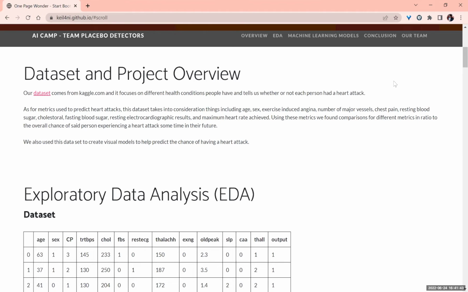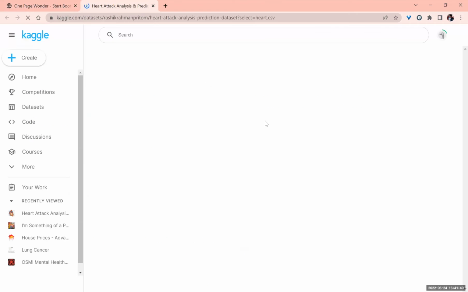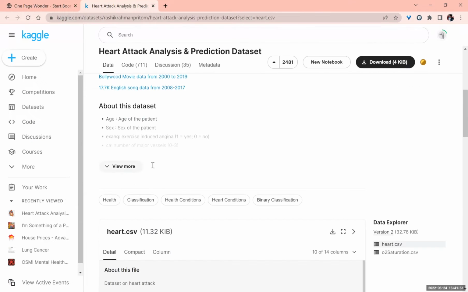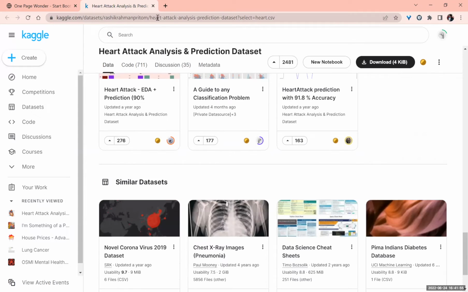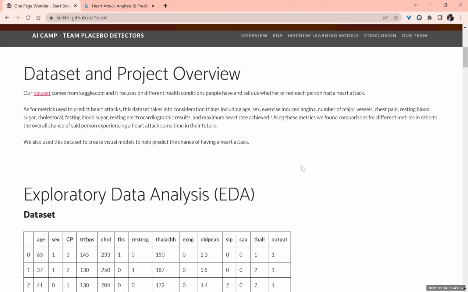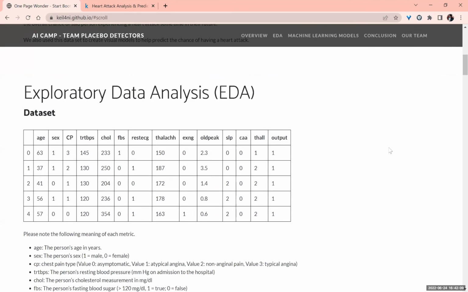And if you click on our data set, you're going to see that there's 14 columns and more than 300 rows right here. Yeah, this is Kaggle's page of our data set. And we also created multiple visual models to help predict the chance of having a heart attack. I'm going to pass it to Humza to talk about the EDA.